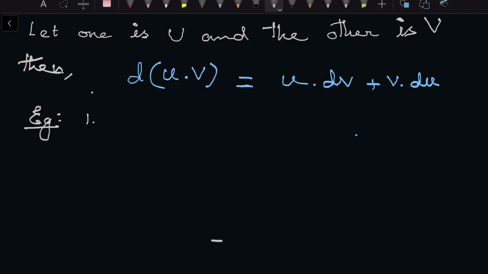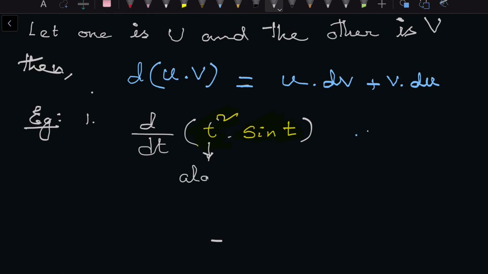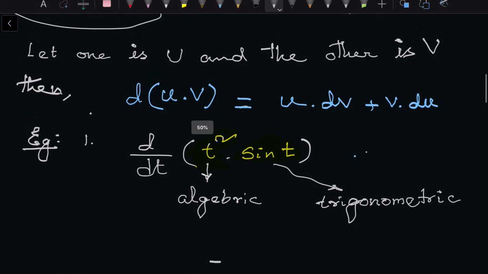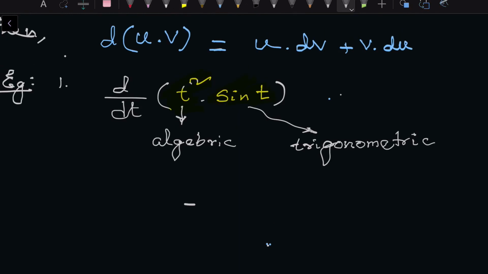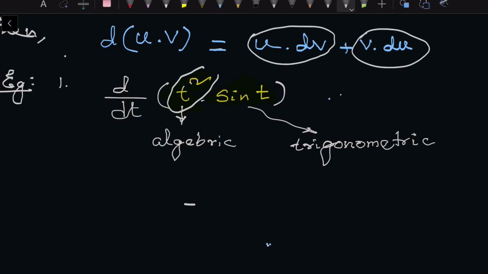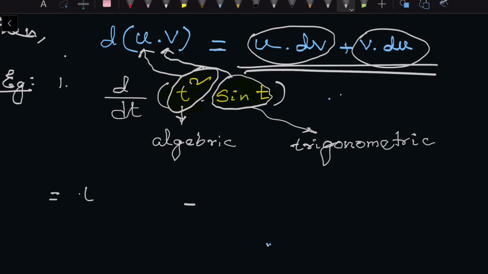What is the meaning of this? Let's see with an example. d/dt of, suppose x square, algebraic function, into, okay, let me change this, t square into sine t. Understood why I changed it? t square, then t, and here d/dt, same, so no extra problem. Anyway, this is algebraic and this is trigonometric. These two are different quantities, so we cannot combine them. So what to do? We will use u dv and v du. That means we will keep u and v as these two quantities and then try to apply this.